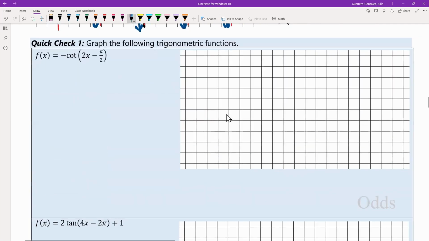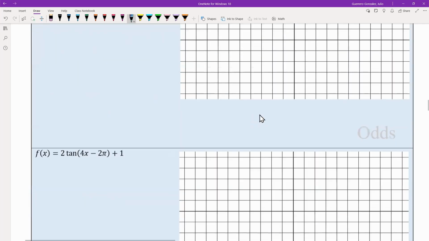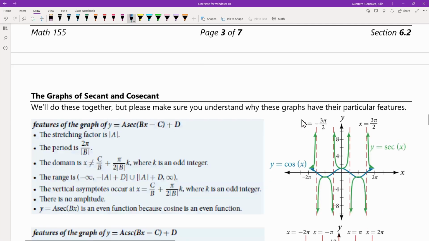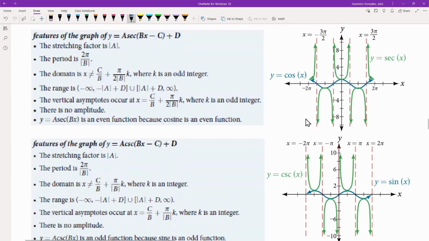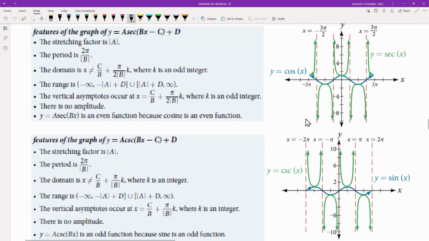Okay. What comes up next? Quick checks. The next 2 graphs, let me actually put them both. There we go. Bam. The last 2 that I have to show you are secant and cosecant. These 2 work a little differently. I'll explain what I mean when I explain each one of these.